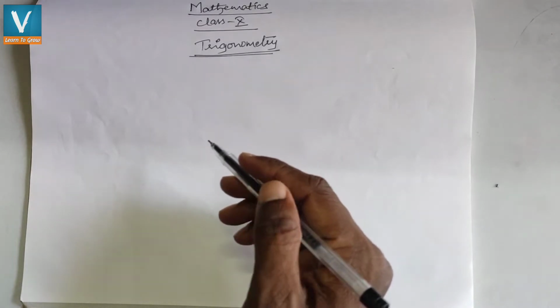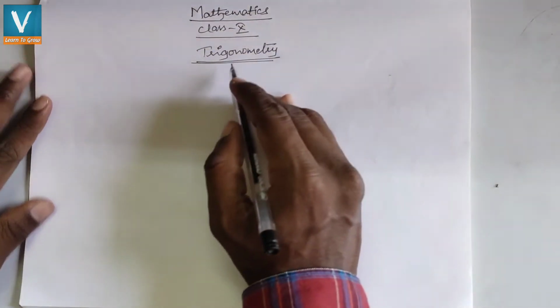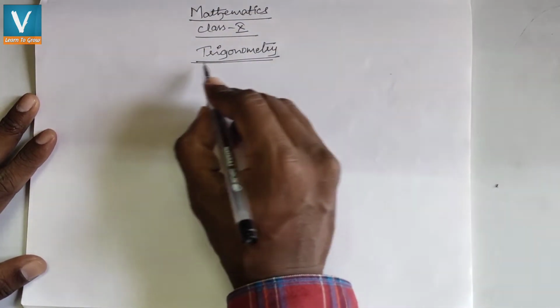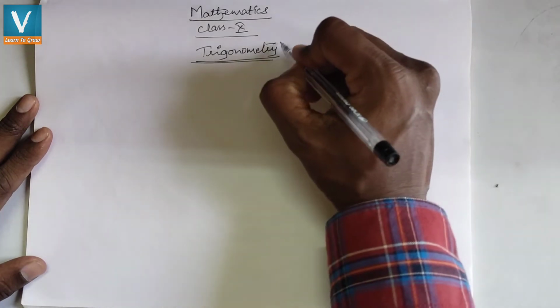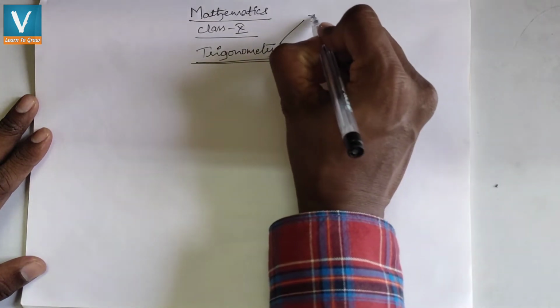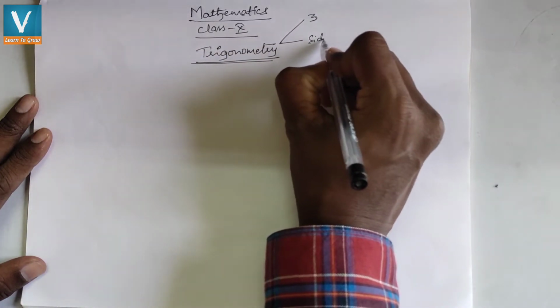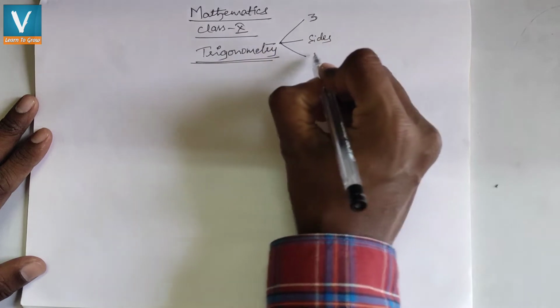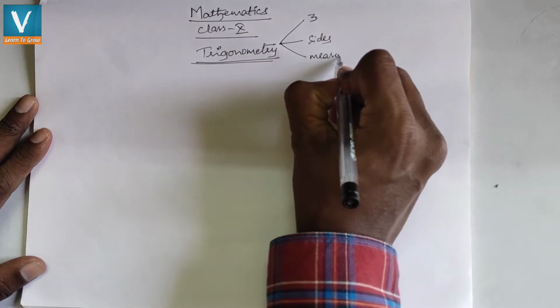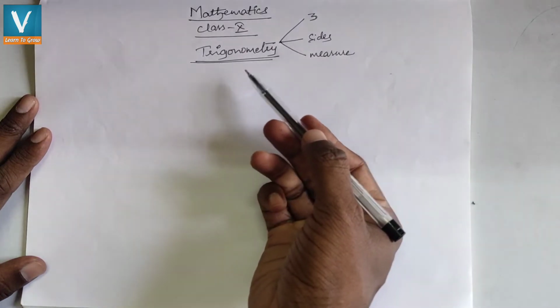Today, I am going to explain about class 10th trigonometry. So, what does trigonometry indicate? We will observe first here. Trigonometry is a Greek word which is derived from three words. Tri indicates three. Gono means sides. Metry means measure. It indicates that the measure of three sides is known simply as trigonometry.